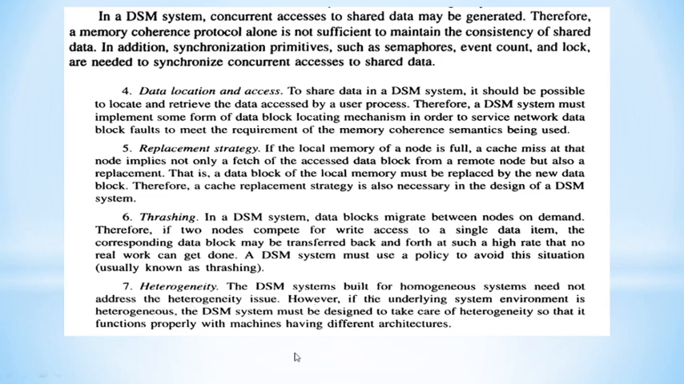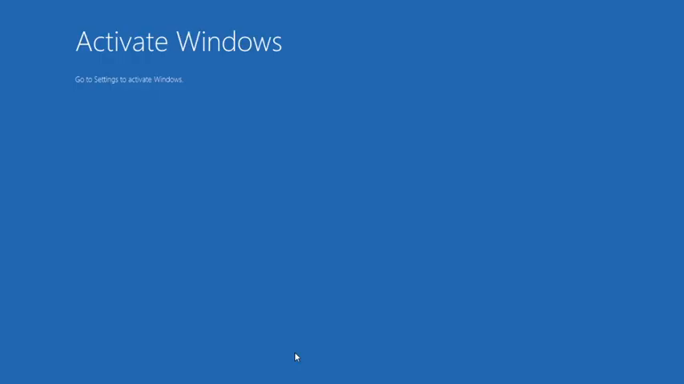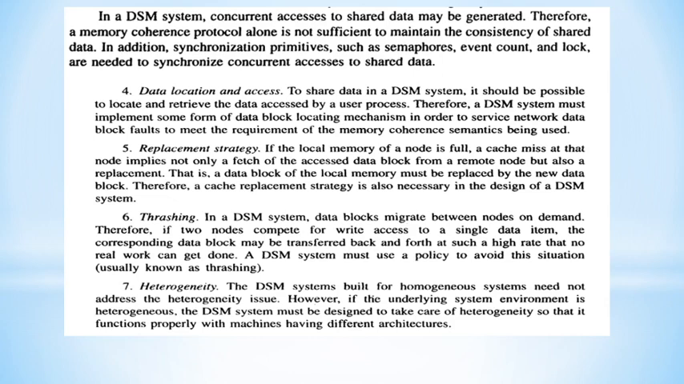And the seventh one is heterogeneity. We all know that distributed shared memory systems are often built for homogeneous systems and need not address the heterogeneity issue. But if the DSM system is designed as heterogeneous, this issue also needs to be taken care of so that all the functions of the DSM system will run on different architectures.